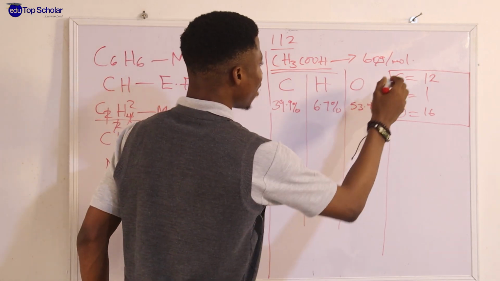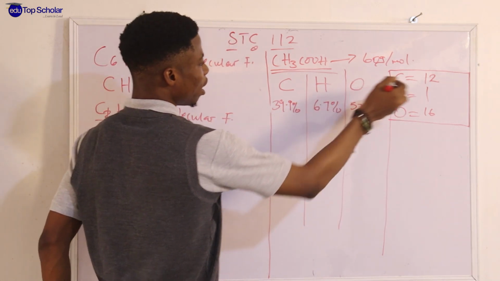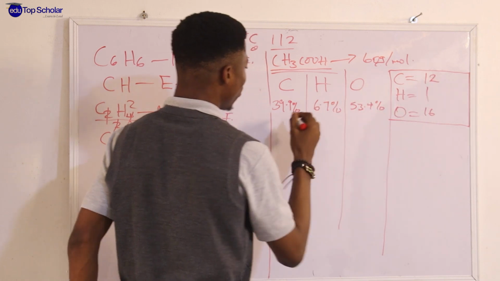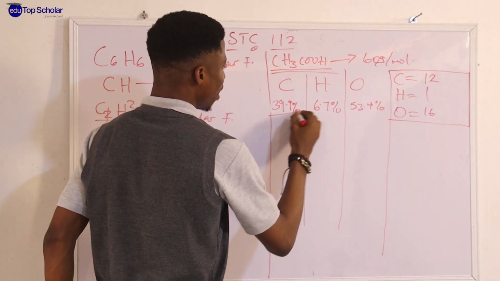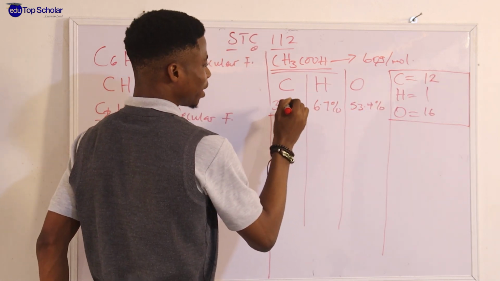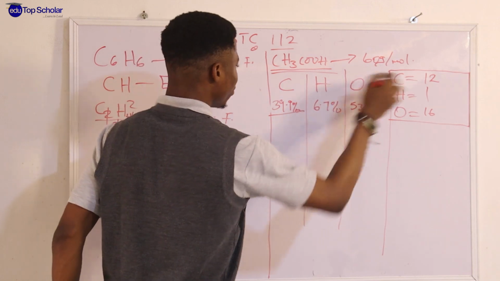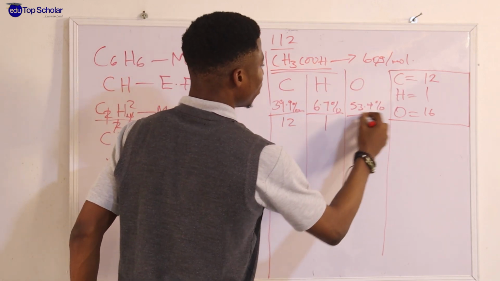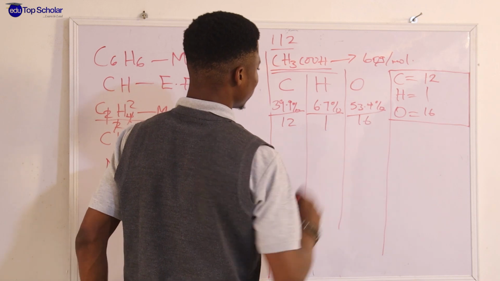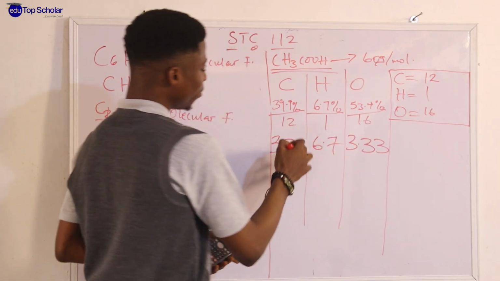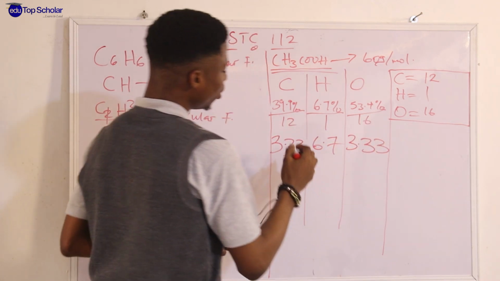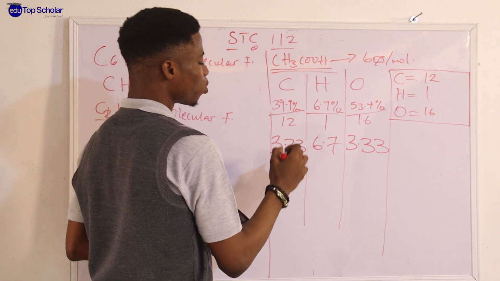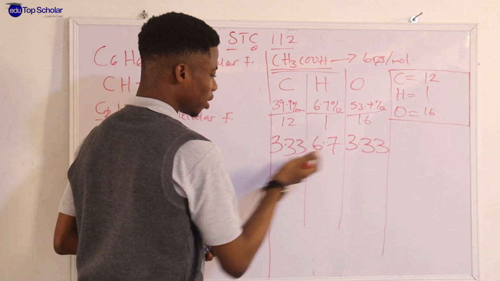So now, you have to divide the percentage of each atom by its molar mass. We divide by 12 for carbon, by 1 for hydrogen, and by 16 for oxygen. So now we've divided by each molar mass. The next step is to divide by the smallest.